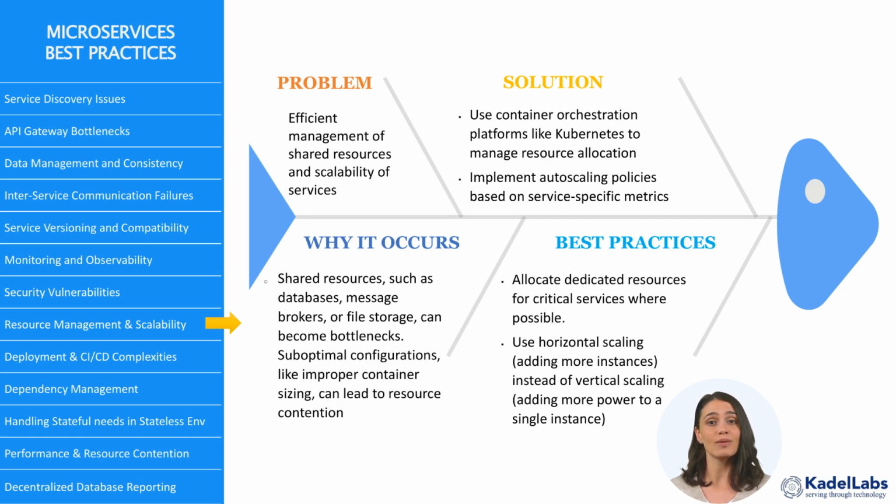Best practices include setting resource quotas to prevent overuse, regular performance testing, and monitoring to identify bottlenecks early. Allocating dedicated resources to critical services can further boost reliability and performance. By following these strategies, we can manage resources efficiently and scale services as needed. Next, we'll discuss deployment and CI/CD pipeline complexities.